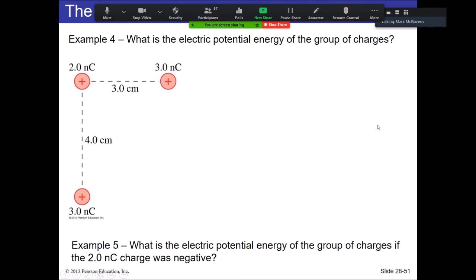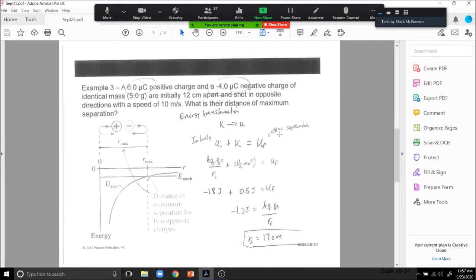All right. Here we go. Wrapping it up here. What is the electric potential energy of the group of charges if the 2 nanocoulomb one was swapped with a negative 2 nanocoulomb one? Now you look at this, and this might be a little triggering for you. You look at this and say, not another one of these. But fear not, we're not doing vectors. This is all scalar stuff. Let's just go right to it.